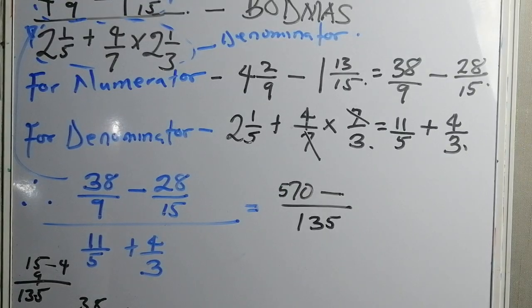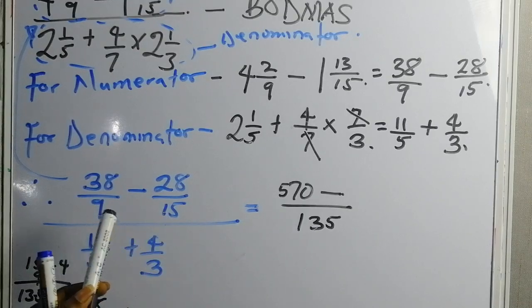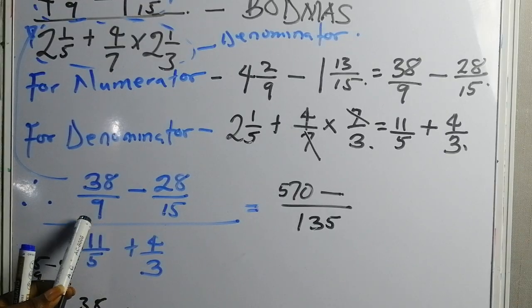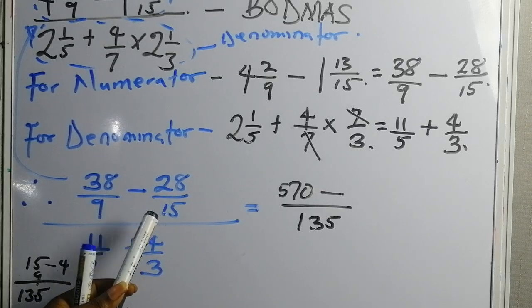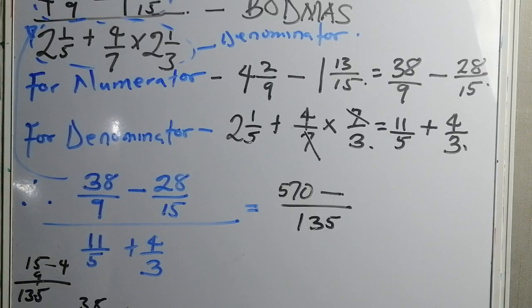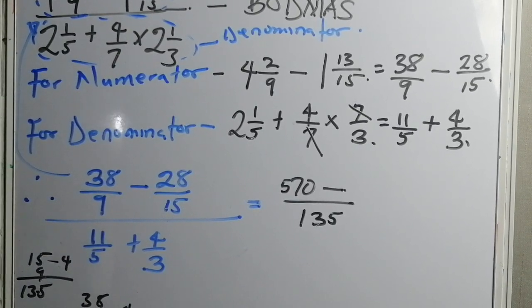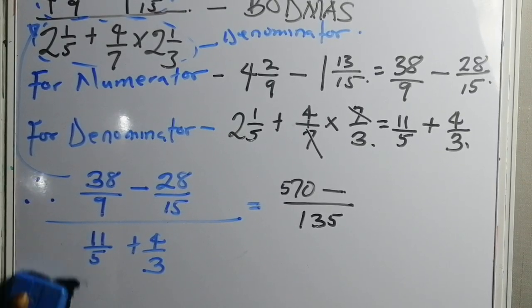Minus. Okay, so the same thing, 135 divided by 15 is what? 9. You can use your calculator, you will understand exactly what I'm trying to say. So 135 divided by 15 is 9. So that will now be 9 times 28. So 9 times 28 will give us the value of what we are looking for.